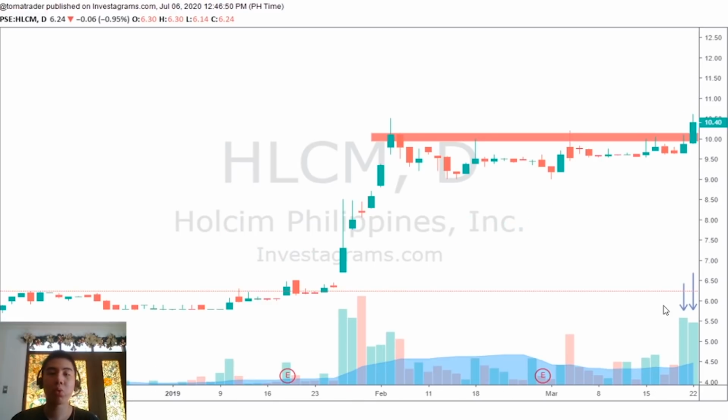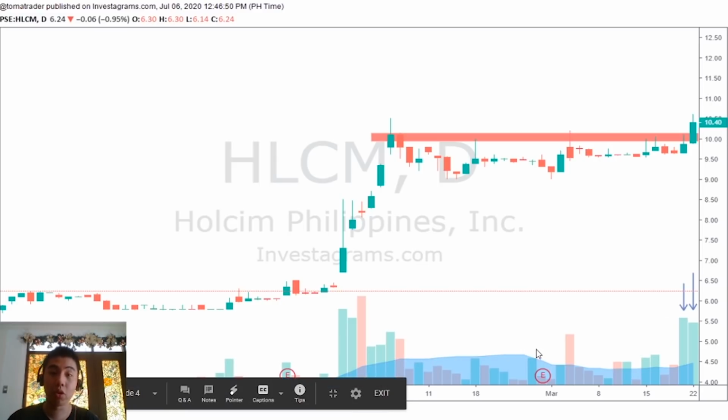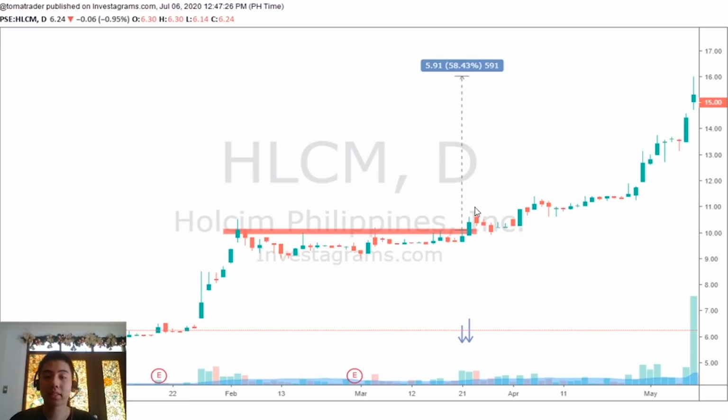So how will you know pala? What you want to see is above average volume. So itong blue, yung parang wave, yung parang tubig, and yung 20-day moving average of volume. So as long as volume is above that, that's deemed as above average. So as you can see, after the breakout, diba? Ayun, tuloy-tuloy na. It went up 58% in about 2 to 3 weeks. So yeah, again, confirmation of a breakout.